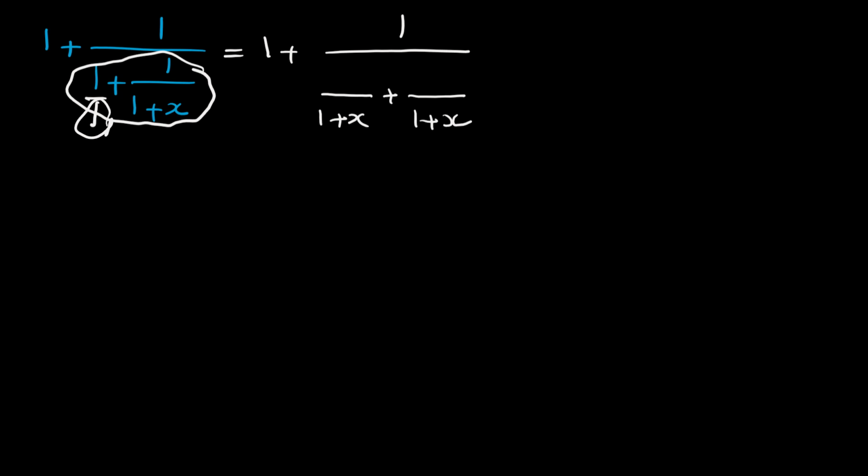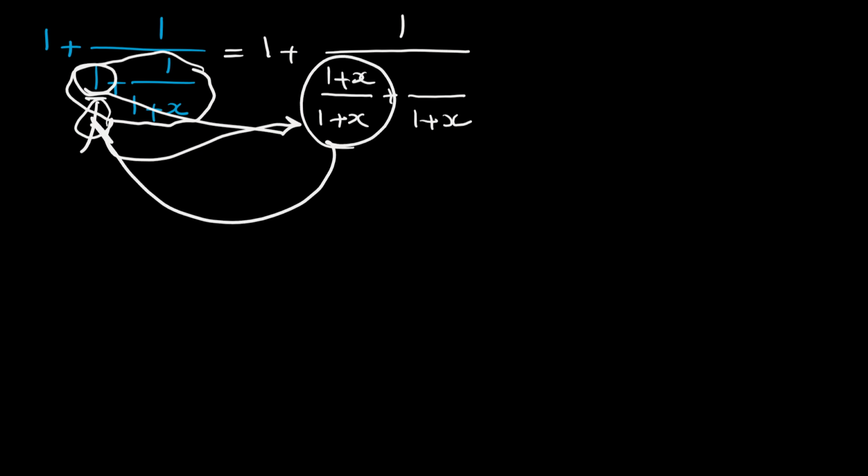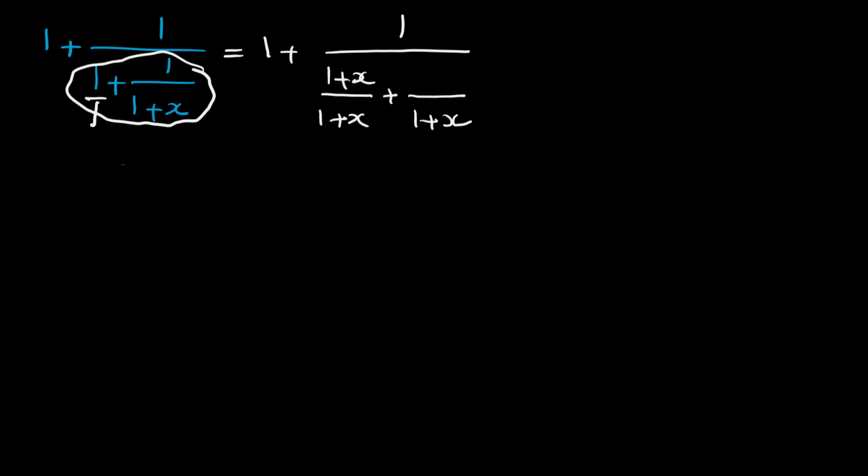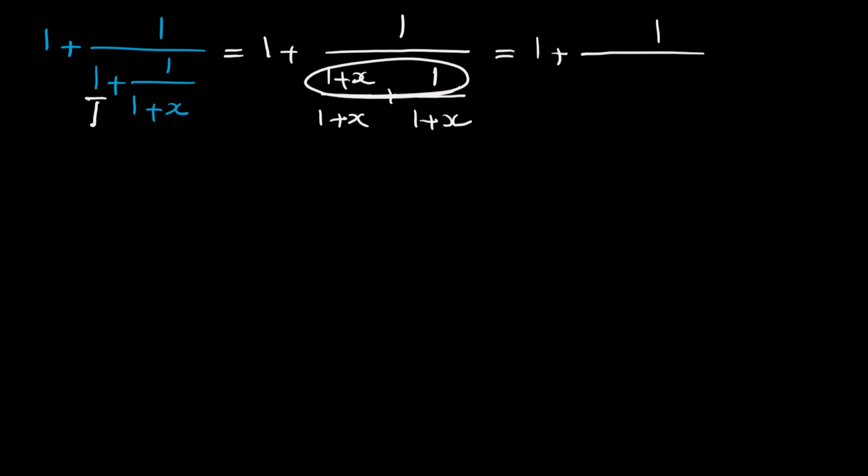Because we multiplied the denominator of this by 1 plus x, we have to multiply its numerator also by 1 plus x. 1 plus x over 1 plus x is 1, the original rational expression. And for the other one, simply we have a 1 in the numerator. Now we have 1 plus 1 over, add numerator to numerator, 1 plus x plus 1 is x plus 2. And I prefer to write 1 plus x in the form of x plus 1 because the order really doesn't matter.